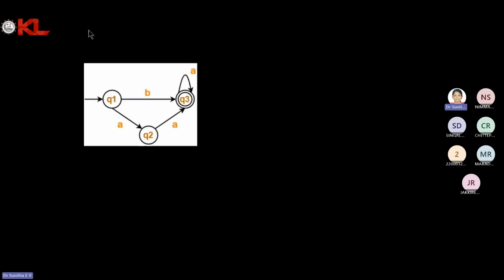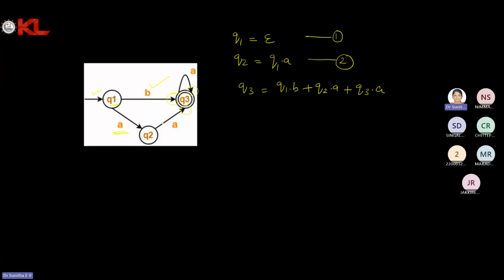Then you take another example, this one, Q1, Q2, Q3. What we have to do first is start with the initial state. For Q1, how many incoming transitions? Only one incoming transition, that is the initial one, which is epsilon. So we mark it as the first equation. Then you write Q2. Q2 has only one incoming transition, from Q1, so it can be written as Q1A. It is the second equation. Then for Q3, how many incoming transitions do we have? One, two, three. Three incoming transitions. So it can be written as Q1B plus Q2A plus Q3A, all the three transitions.